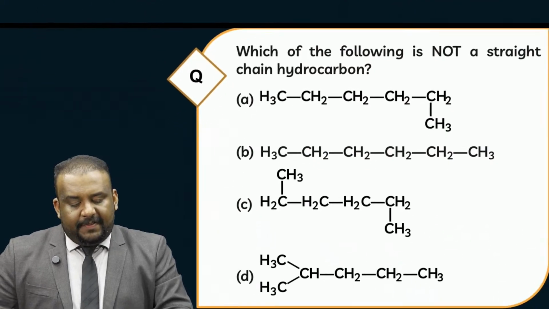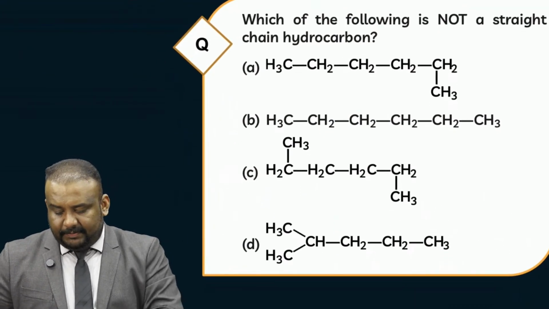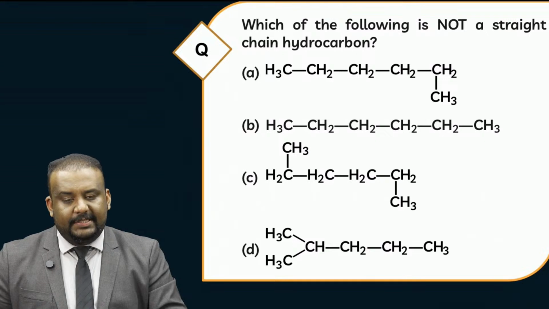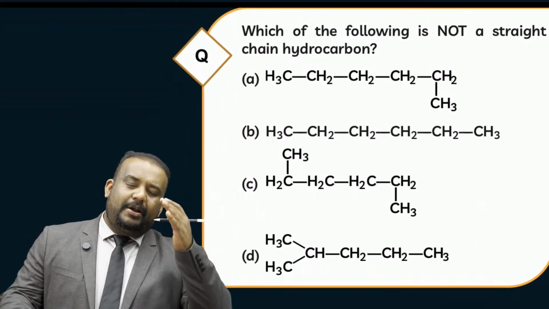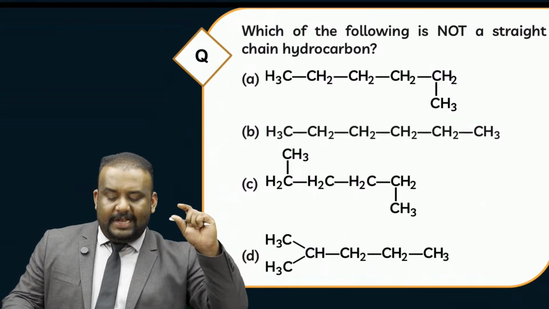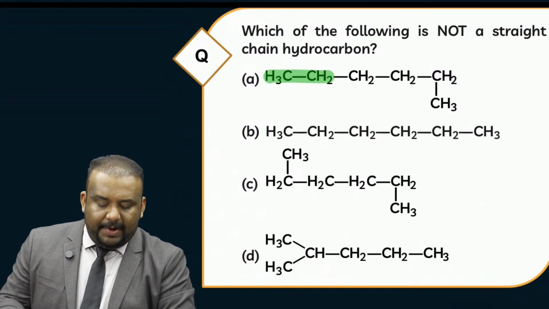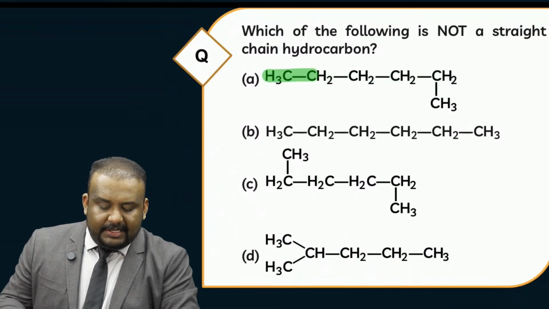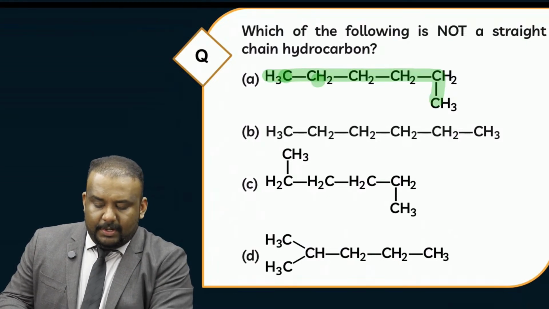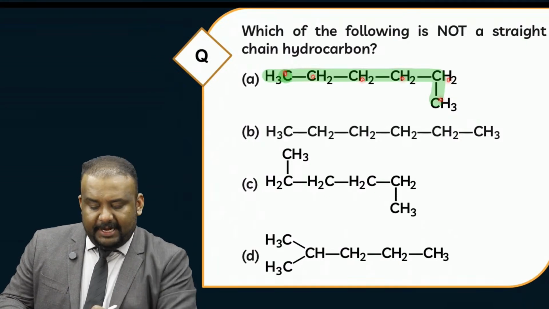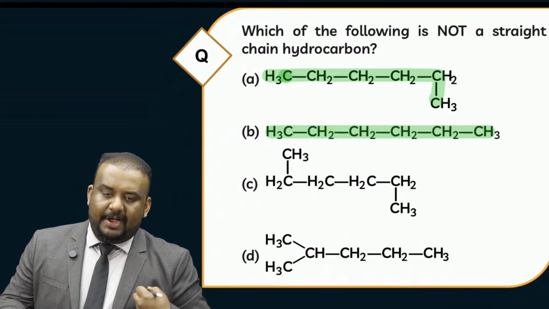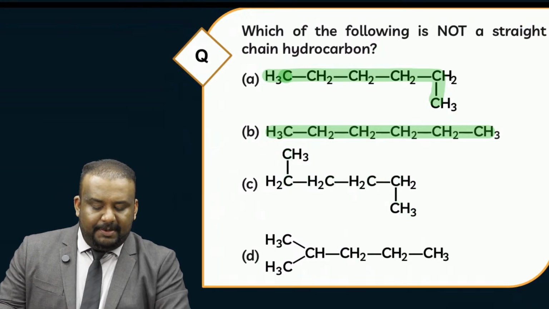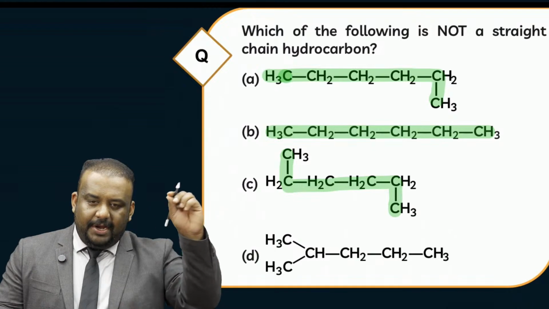Right. Which of the following is not a straight chain hydrocarbon? What do you mean by straight chain hydrocarbon? A hydrocarbon in which all the carbon atoms are connected at a stretch. For example, in the first compound, you can see the carbon atoms are connected at a stretch. You have a total of 1, 2, 3, 4, 5, 6 carbon atoms at a stretch. Then in the next compound also you have 6 of them at a stretch. In the next compound also it is at a stretch. At a stretch means it need not be straight, okay? It should be continuous, that's all.